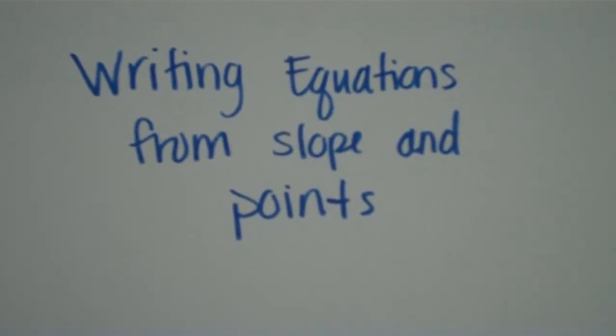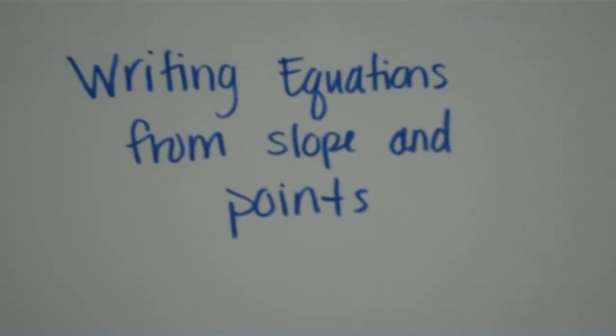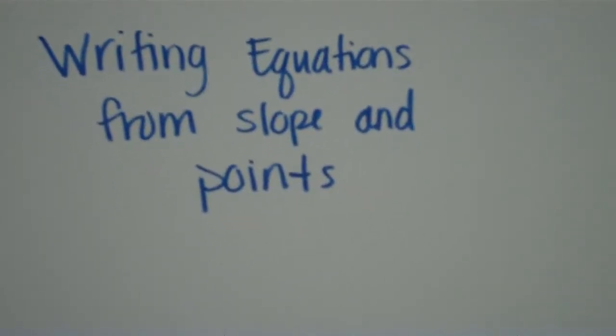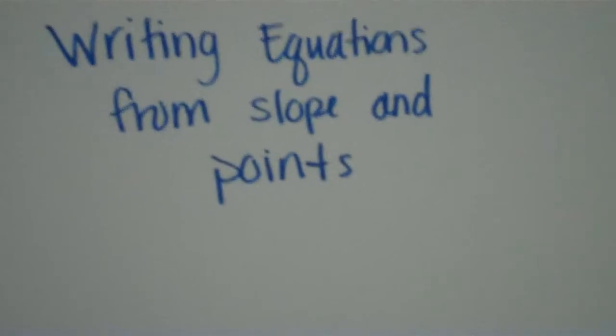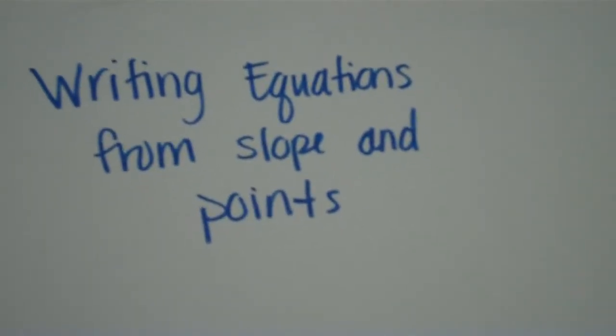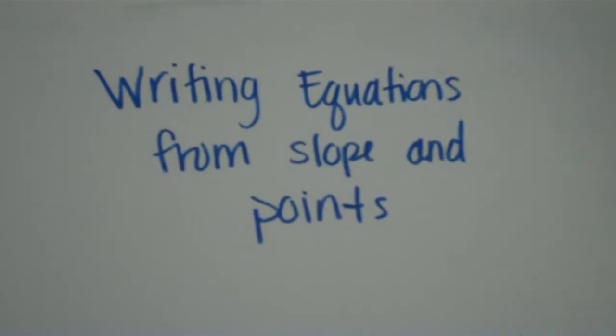Today we'll be learning about writing equations from slope and points. I'm going to show you one way to do it. There is another way to do it using point-slope form, and if you've learned that and you feel comfortable with it, go ahead and do that. If you haven't, try this way and see if it's easier for you. Okay? So, writing equations from slope and points.